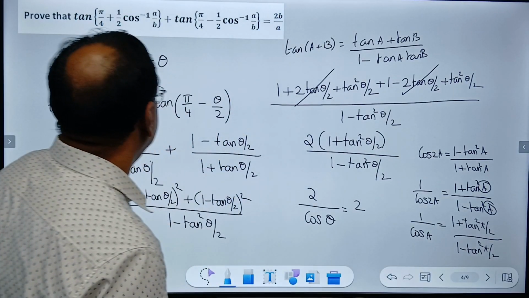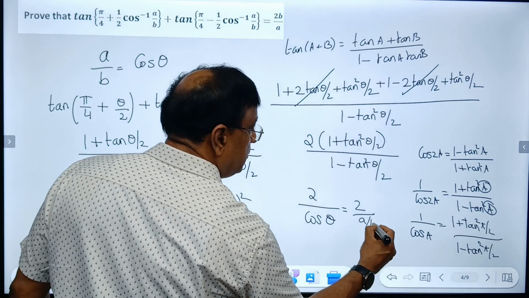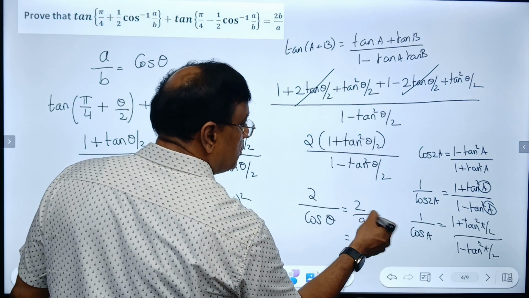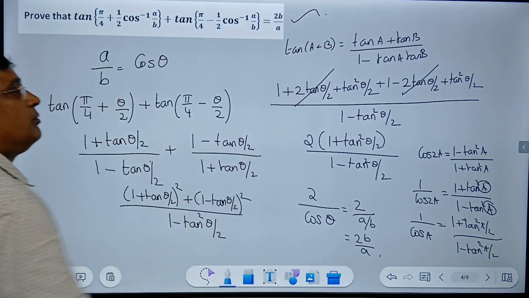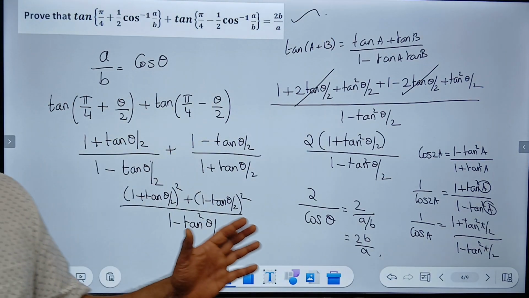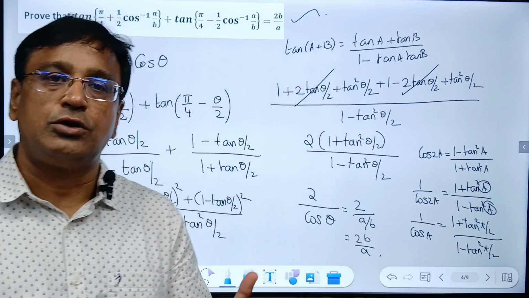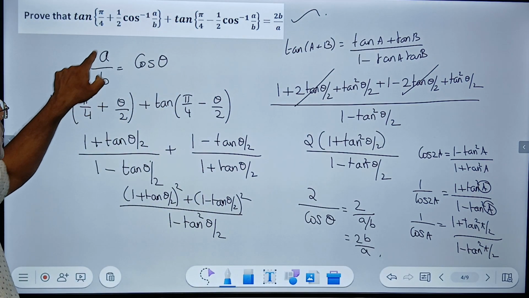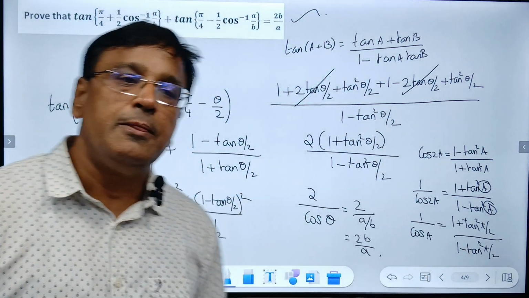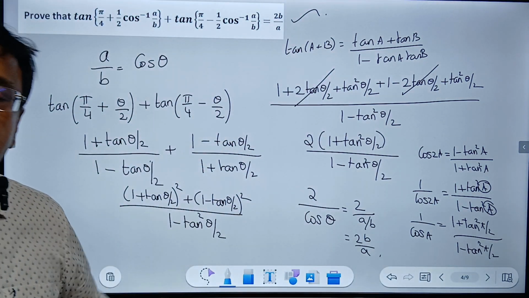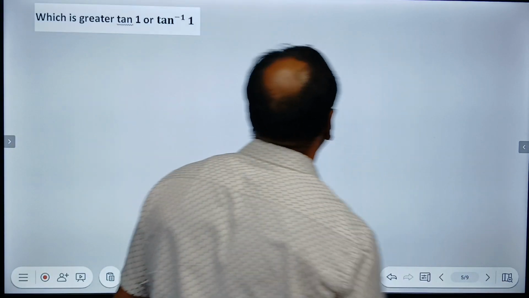Now what is cos theta? It's a by b. So it's a divided by b. You take reciprocal, you get 2b by a. That's exactly what you want to do. Simple question, but it's more of trigonometry than inverse trigonometry. That inverse trigonometry gets over in the first step. After that, it is basically a trigonometry problem. So I don't see any reason why they should not ask this in the exam. It's very much part of the syllabus.